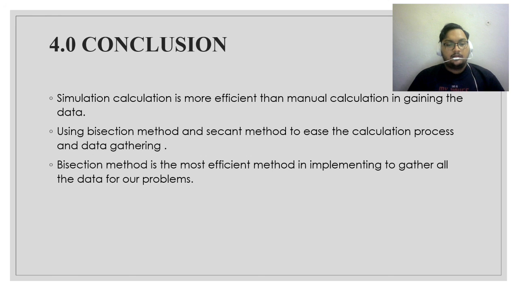By using the bisection method and secant method, we have eased the calculation process in gathering all the data. In a nutshell, we can conclude that the bisection method is the most efficient method to gather all of the data for our problem, which is to find the most accurate number of antennas that we need to install and test the accuracy of each antenna to use in the residential area. That's all from me. Thank you.